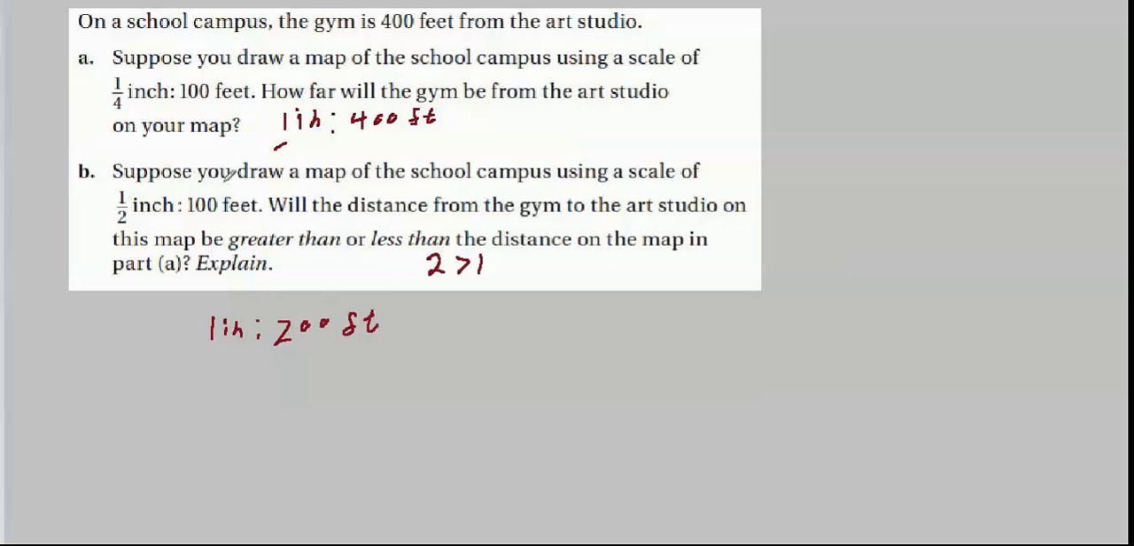Although chances are it will never get to 1-to-1. If it was 1-to-1, well, 1-to-1 would be way too big. That would be a hard map to fold and unfold.